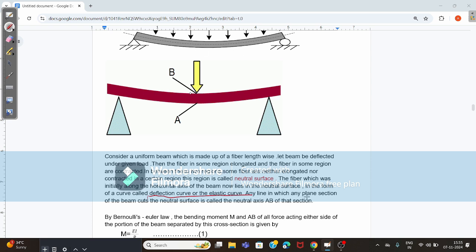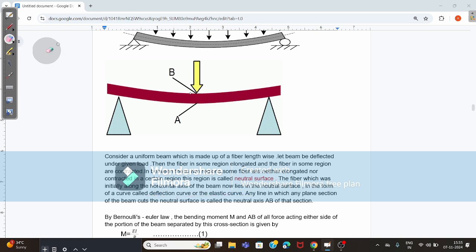Any line in which any plane section of the beam cuts the neutral surface is called the neutral axis AB of that section. This is called the neutral axis.